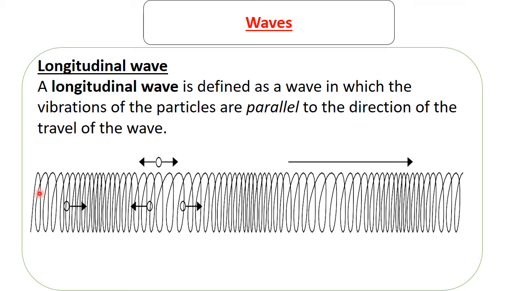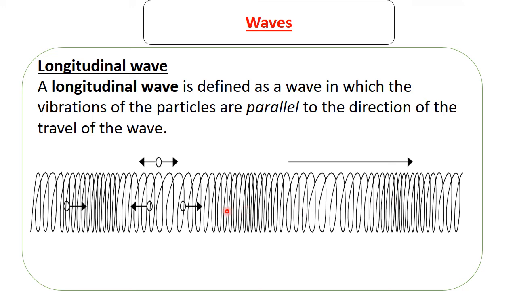A good example is this. This is a spring. If you press this spring so that it is tied together, then you let go of it, the wave will be going this direction, but the particles, the wires themselves, will be vibrating like this. So the vibration is from this direction to this direction, and the wave is also moving in this direction.